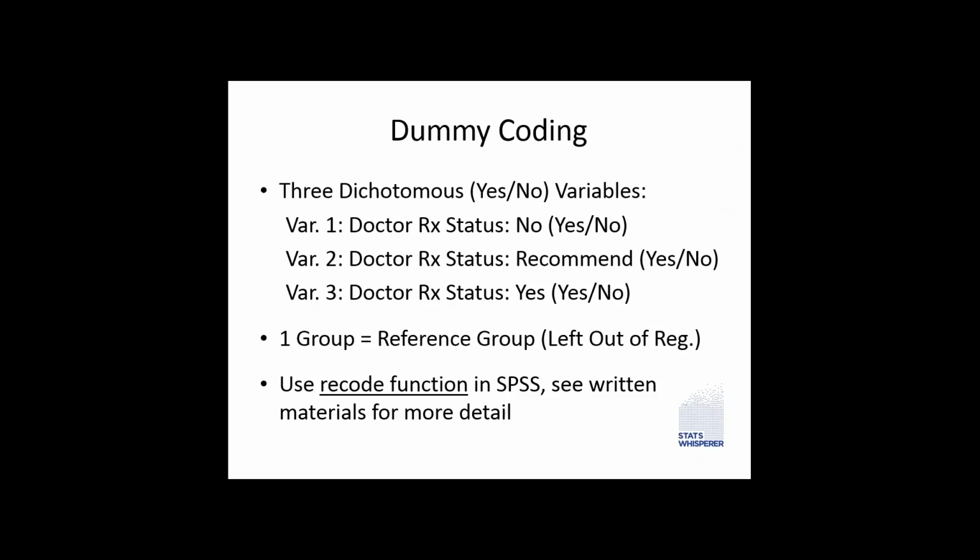The other thing to remember is the recode function in SPSS. That's the same function we used to recode the dependent variable into attending class 3 days or more, or attending class less than 3 days. That's the same way we would dichotomize these. We won't be going over it again, but in the written materials there's detailed instruction on how to dummy code this particular variable, doctor prescription status, into each of these 3 dummy coded variables.